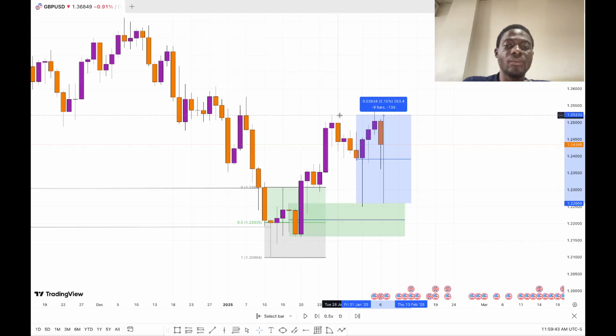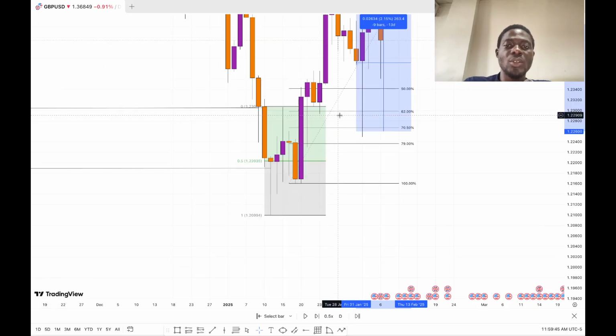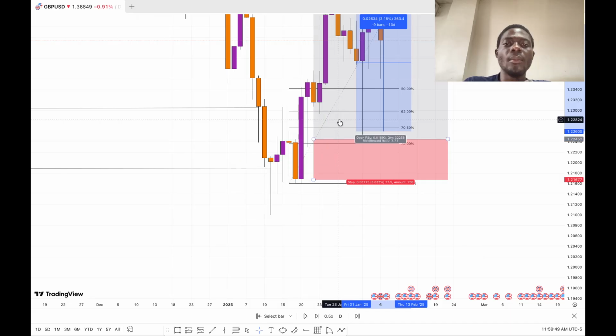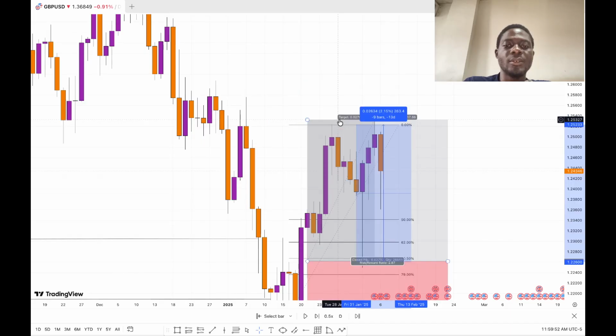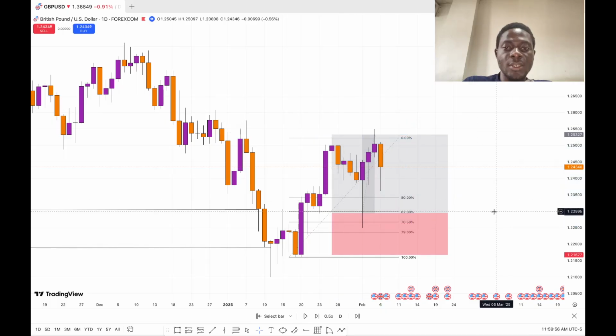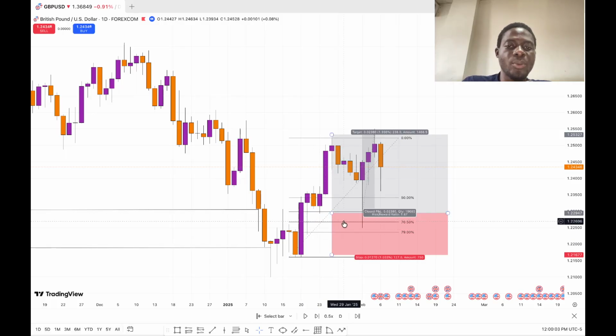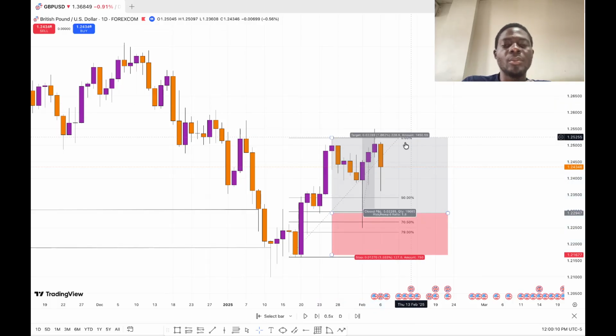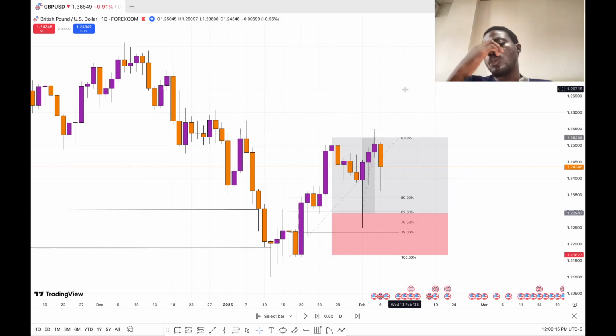So let's go back to the point where we didn't leave the hype. So now you see, we use the equilibrium and then the discount level to make this up. And then when we made it up, where did we exit? We exited where the high is. Do you understand? And what happened? Price took out the high and started coming down low again. This is what happens to people.